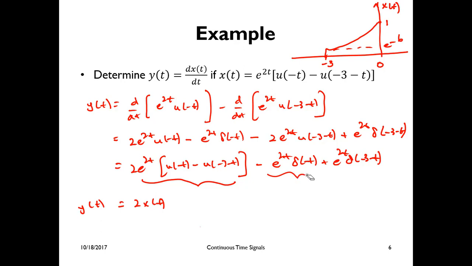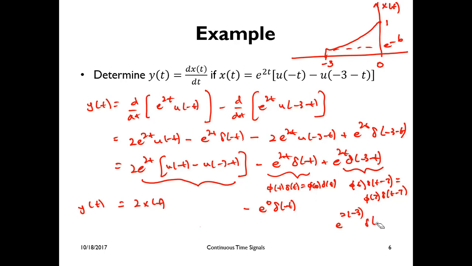Now if I look at this term over here, I make use of the fact that phi of t times delta of t is equal to phi of 0 times delta of t. So this is going to be minus e to the 0 delta of minus t. And if I look at this term here, phi of t times delta of t minus capital T is phi of capital T times delta of t minus capital T. So in this case, I have minus 3 minus t. So this is going to evaluate out to e to the 2 times minus 3 of delta minus 3 minus t, or e to the minus 6 delta of minus 3 minus t. So this is going to be my derivative y of t. It's going to be 2 times x of t minus delta of minus t plus e to the minus 6 of delta of minus 3 minus t.